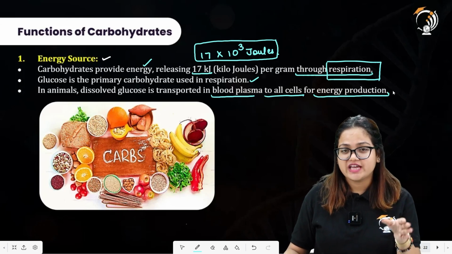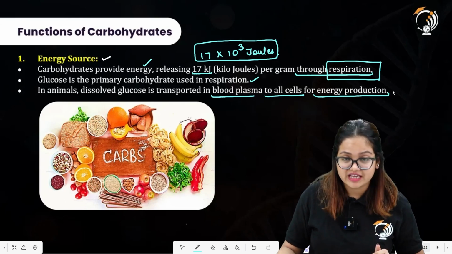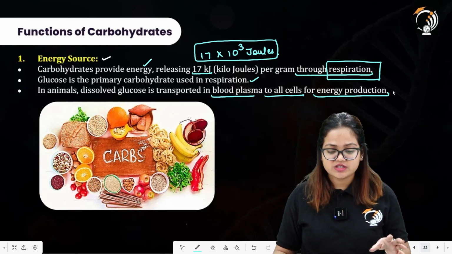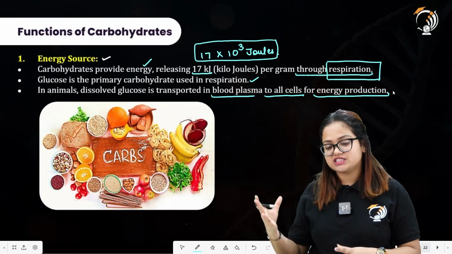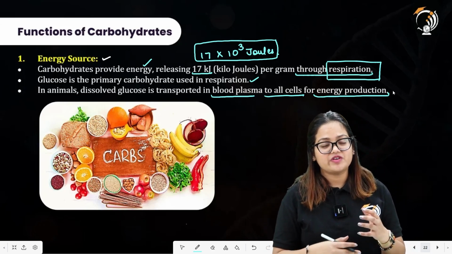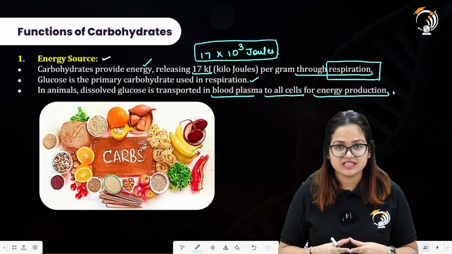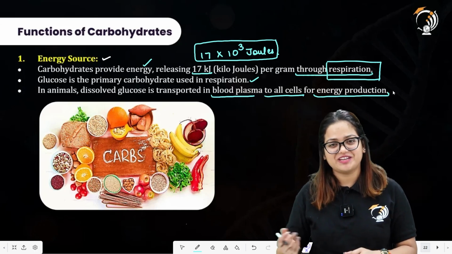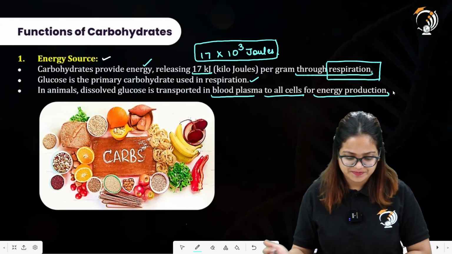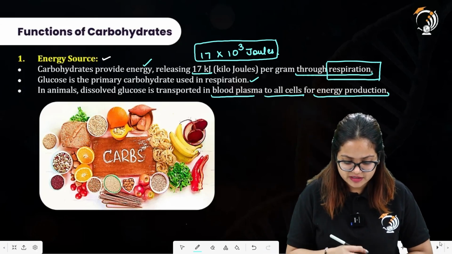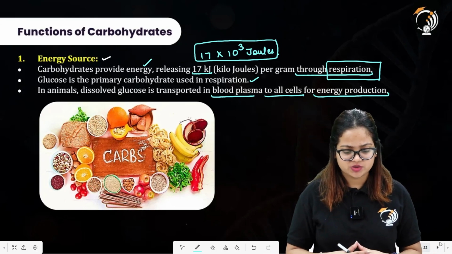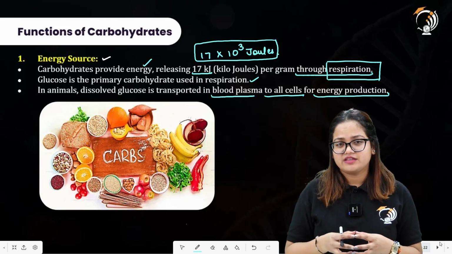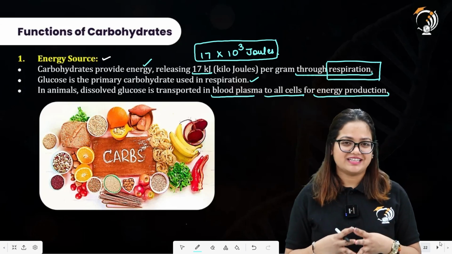Since the glucose has entered into the bloodstream, we can now understand more clearly that in animals the dissolved glucose is transported in blood plasma to all cells for energy production. Now this blood will be transported to all of the cells present in our bodies, and all of these cells utilize this carbohydrate, that is the glucose, to obtain energy to carry out different processes. These are the different foods that have carbohydrates. So basically all of the food available right now that we are having in our daily lives all contain carbohydrates.